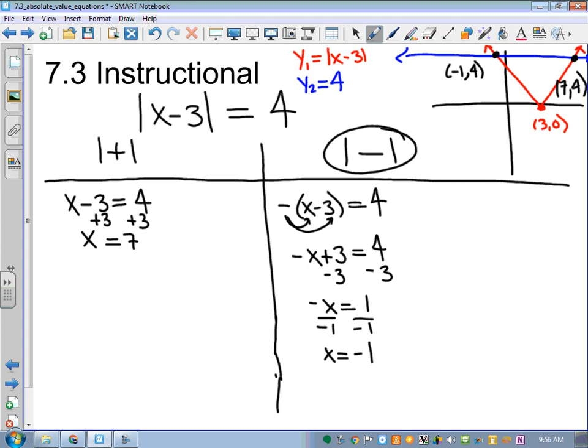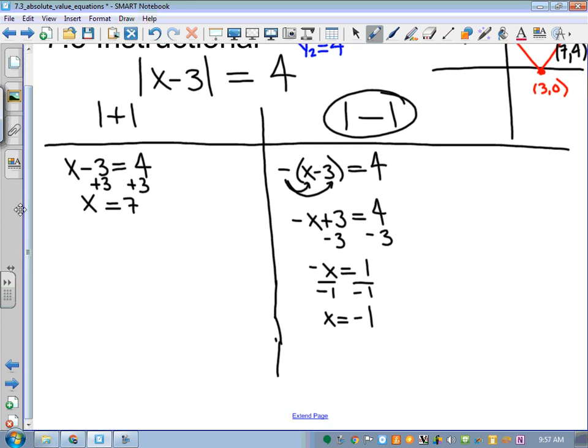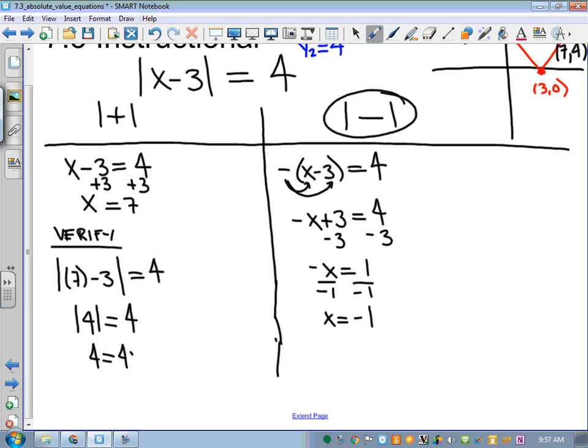Verifying this graphically is a good idea, but bare minimum, you need to be comfortable verifying it algebraically. To verify, we substitute into the original expression. So in order to verify this answer, I'm going to check if the absolute value of 7 minus 3 is indeed 4. Well, 7 minus 3 is 4, and this leads me to the absolute value of 4 is 4, so 4 is equal to 4. So that worked. When x is equal to 7, it satisfies the equation.